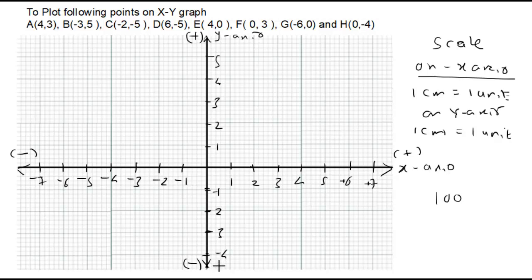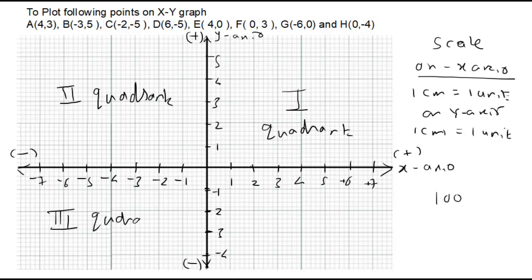Now this region is known as the first quadrant. I am writing here first quadrant. This region is known as the second quadrant. This is known as the third quadrant. And this is known as the fourth quadrant.